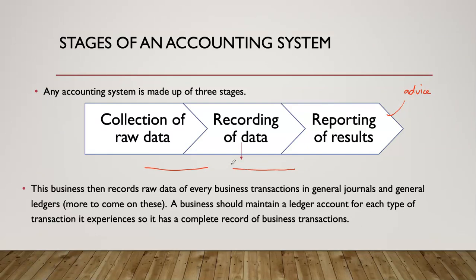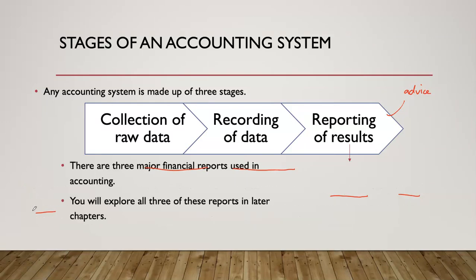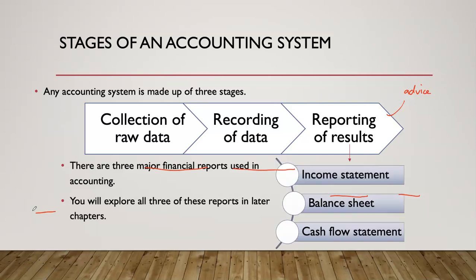After collection of raw data, we then record this. And this in year 12 happens in general journals and general ledgers. This is going to be the new part of accounting from year 11. So of course there is more to come of that, largely coming in the next couple of weeks. From that, we then report, and you are becoming an expert at reporting this information in the 3 reports: the income statement, the balance sheet, and the cash flow statement. So that's where we are up to, really focusing on the collection of raw data and these business documents.